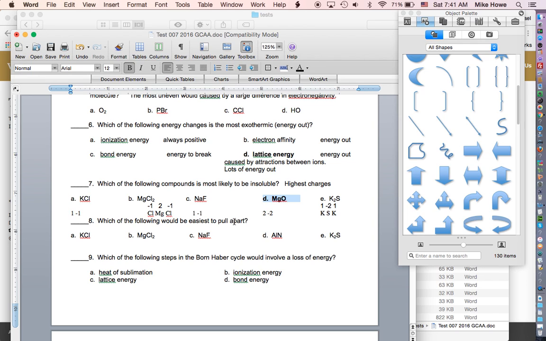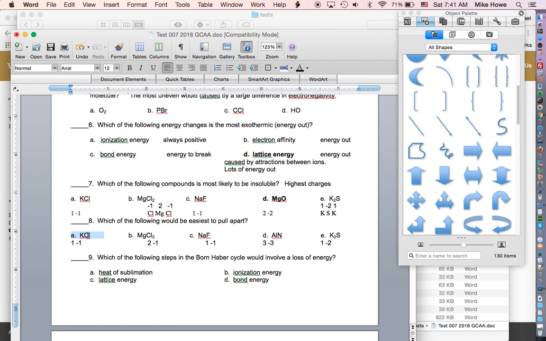This is a similar question, again about ionic bonding or ions in a crystal structure. The easiest to pull apart would be the ones with a lower charge. So if you look at them, this is 1 and -1. This is 2 and -1, 1 and -1, 3 and -3, and 1 and -2. So it looks like it'd either be C or A.